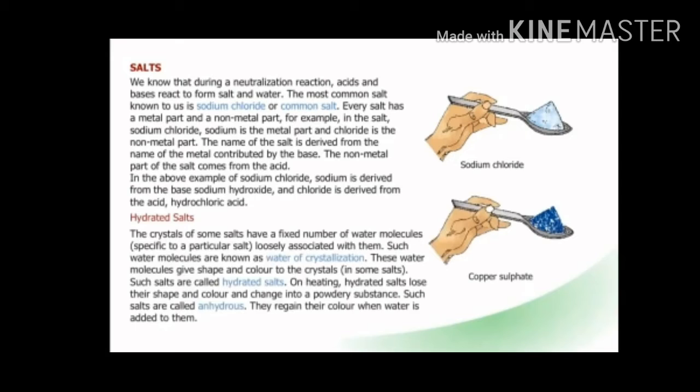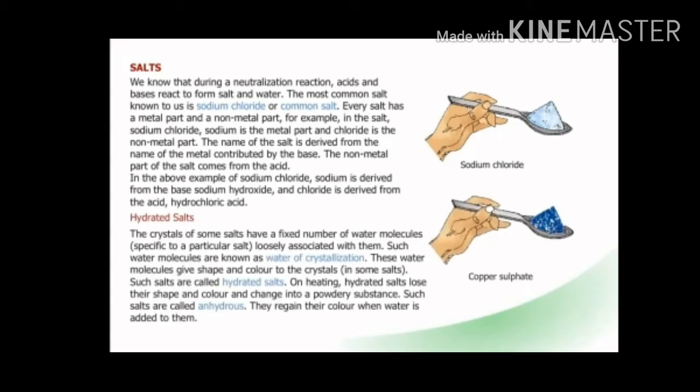Its chemical name is sodium chloride. Now, sodium chloride is formed by the reaction of sodium hydroxide and hydrochloric acid. In the sodium chloride salt, the sodium part, sodium is a metal and it comes from base, and the chloride part, that is non-metal, and it comes from the acid. So non-metal gives the acidic part and metal gives the basic part, and the name is sodium chloride.